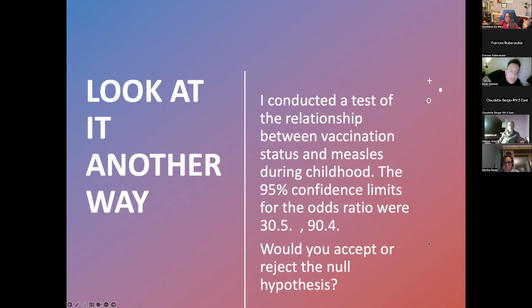So here's another one. I did a test of the relationship between vaccination status and measles. And the 95% confidence limits for the odds ratios were 30.5 to 90.4. Would you accept or reject the null hypothesis? This only is complicated if you don't put it in terms of, does 1 fall between 30 and 90? No. Right. That's not a tough question, right? Is 1 between 30 and 90?